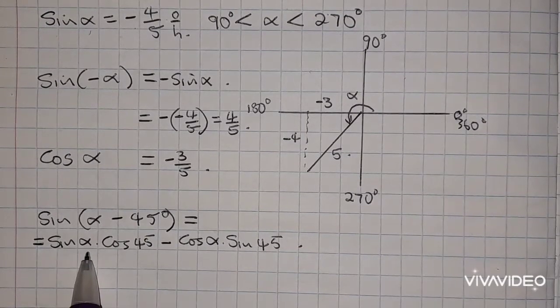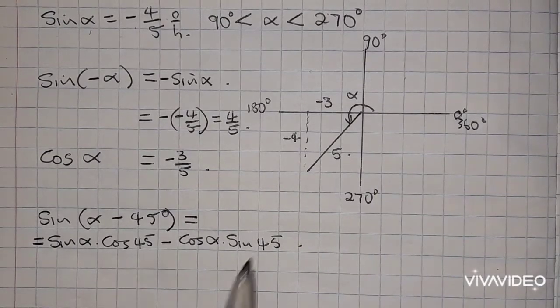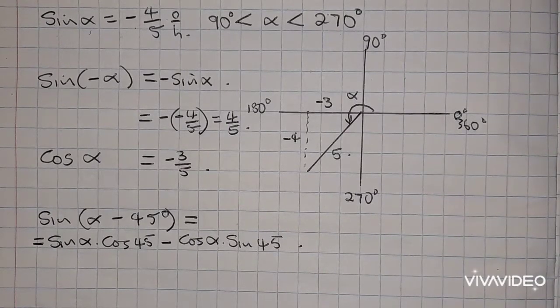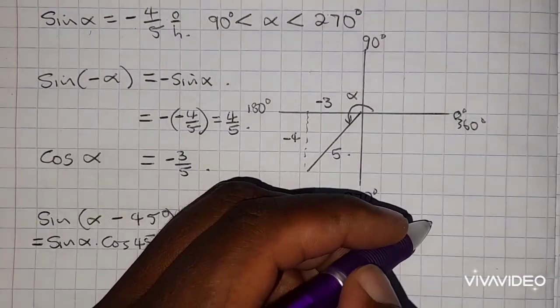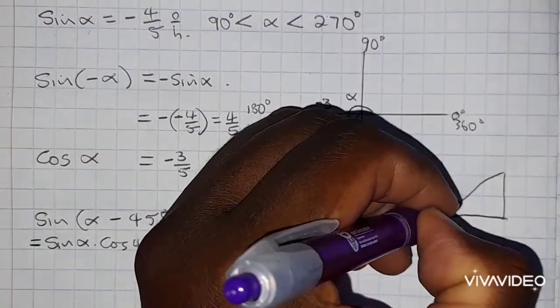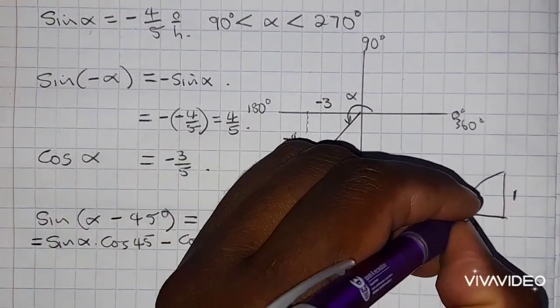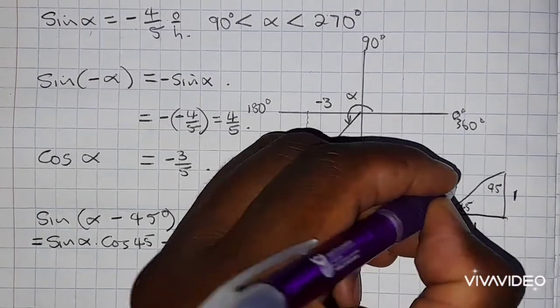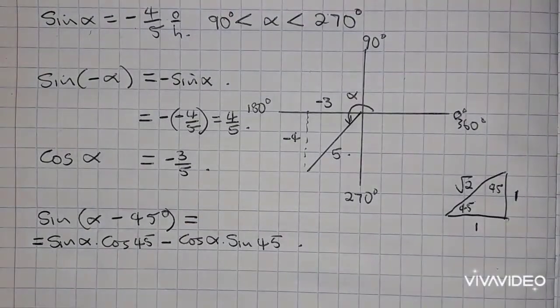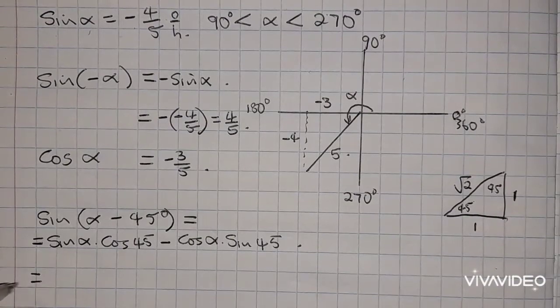Now, sine alpha and cos alpha, we get them from our diagram. But cos 45 and sine 45, these are special angles. 45 is a special angle. Do you remember your special angles? You are supposed to know them by head. If you do not know them, you need to draw that small triangle. This is an isosceles triangle with adjacent 1, opposite 1. This is 45 degrees and 45 degrees. According to Pythagoras theorem, this is root 2.